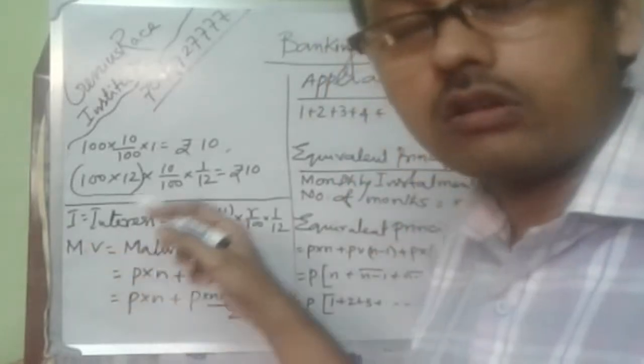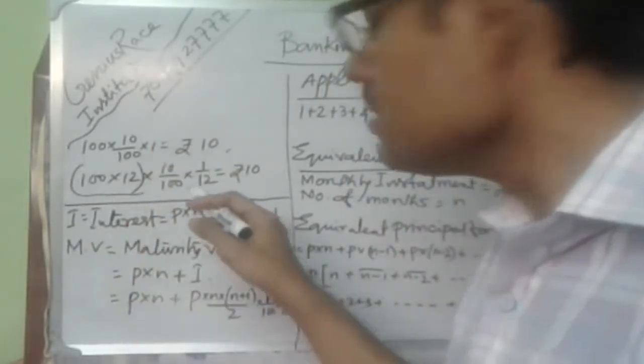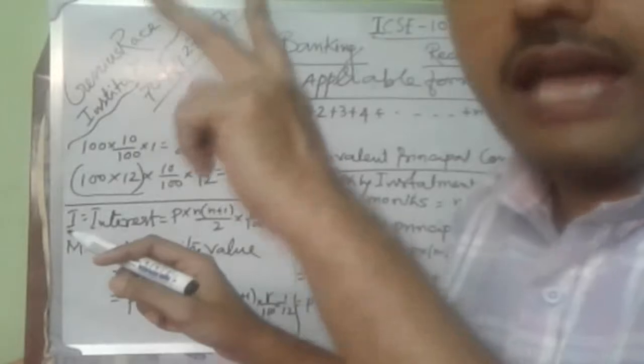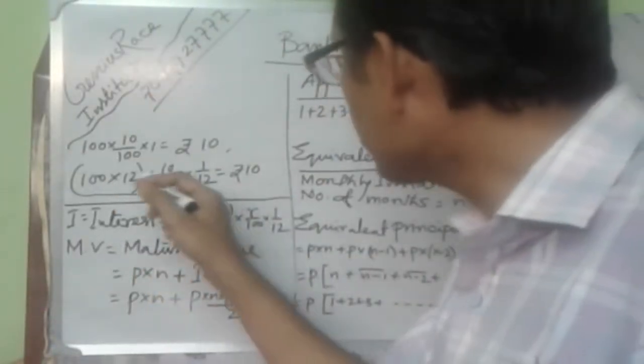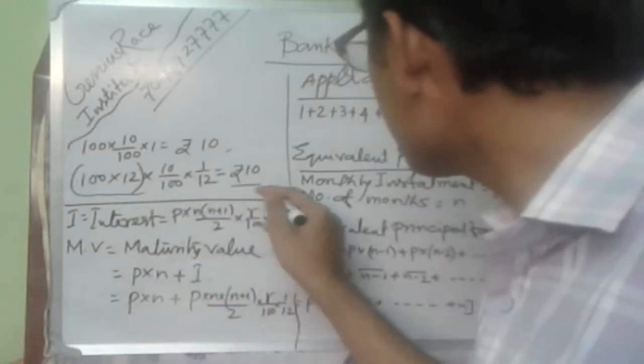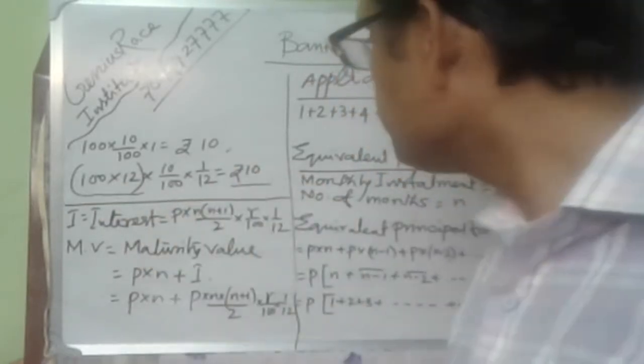Now on this 1200 rupees, again the 10%. Now the duration is not 1 year, it's 1 month. That's why, because the rate of interest is given per annum, we have to convert it into per month. That's why 1 by 12. So after calculating this, the same 10 rupees you are earning.